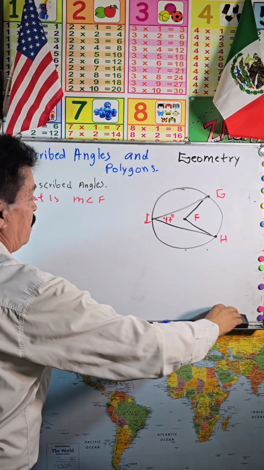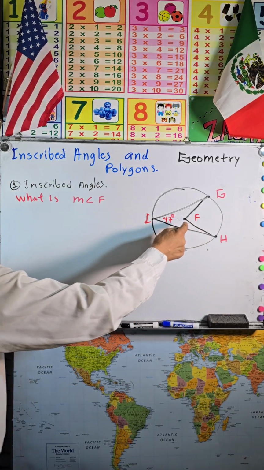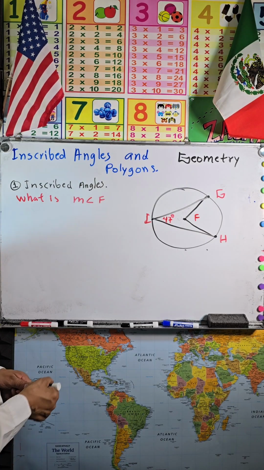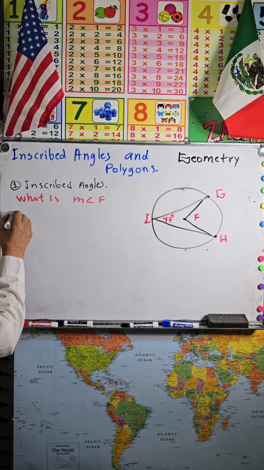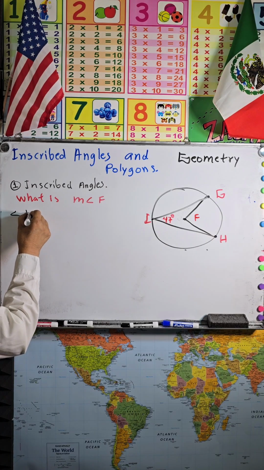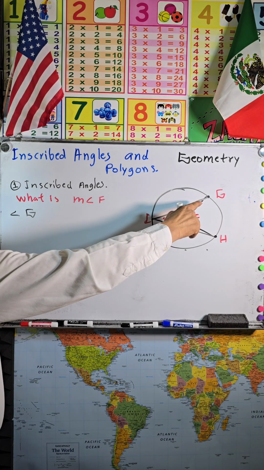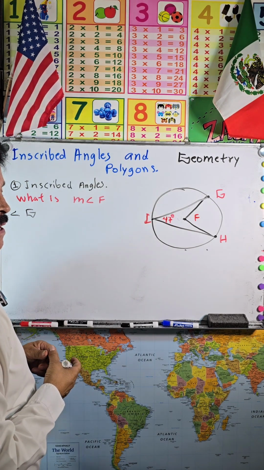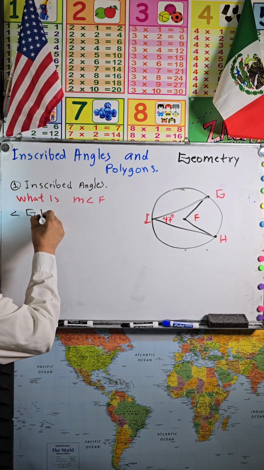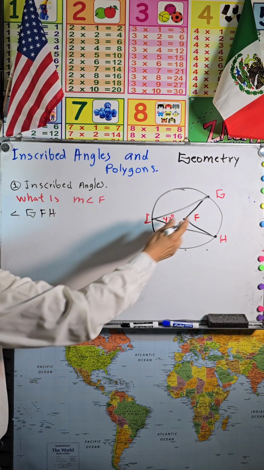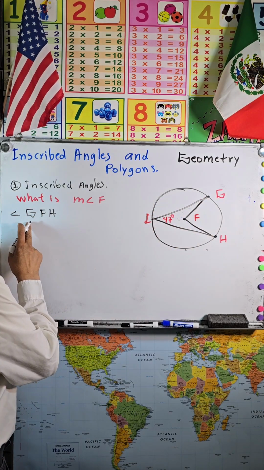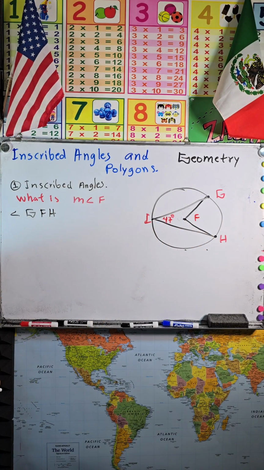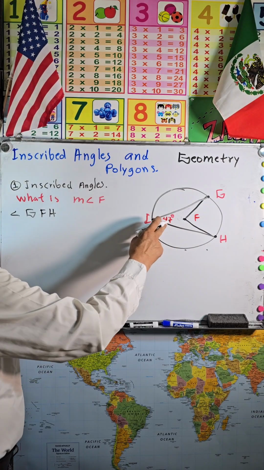Where is the measure of this angle? We need to know how much is F. All right. To do that, let's write some steps. Angle G, F, H. Okay, this angle, angle GFH, is the same one, this F right there. It is an inscribed angle.